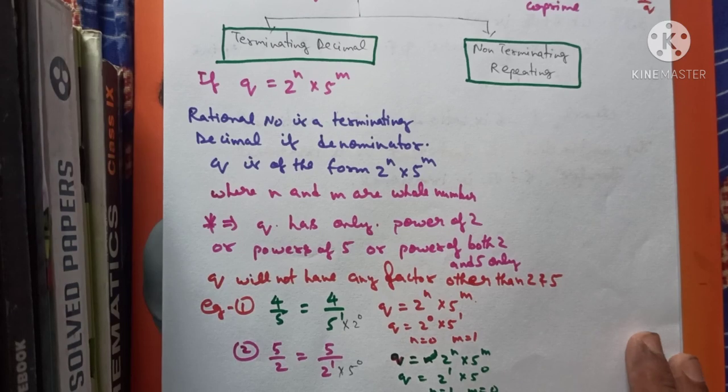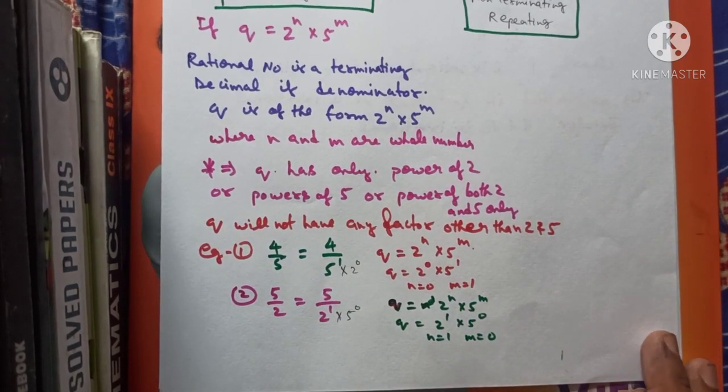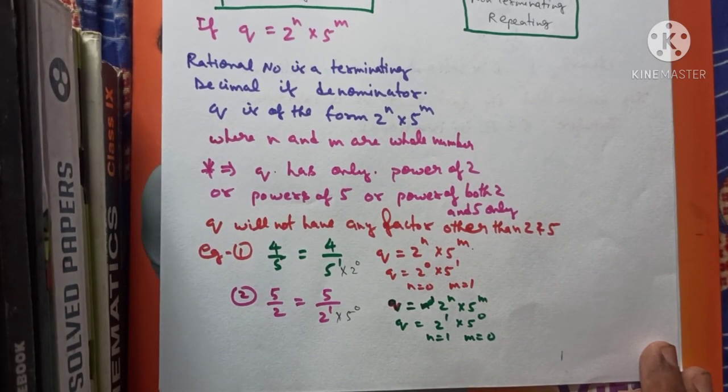N is equal to 1 and m is equal to 0. So this is also an example of a terminating decimal.